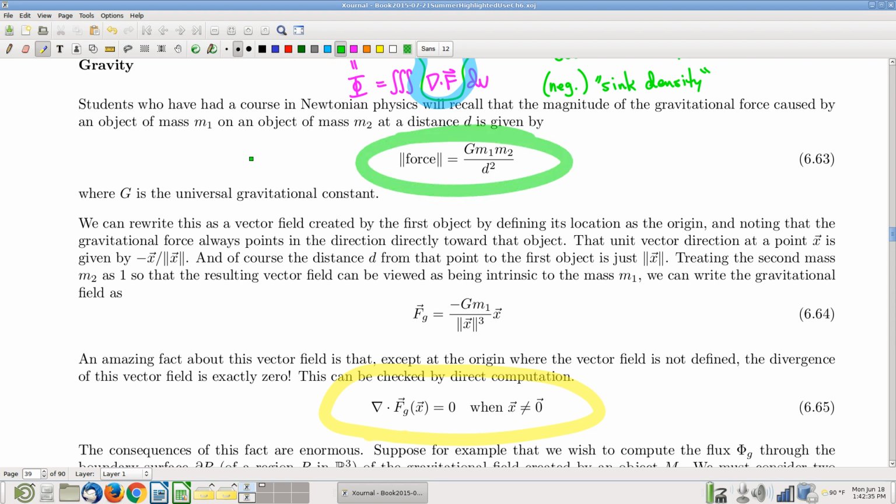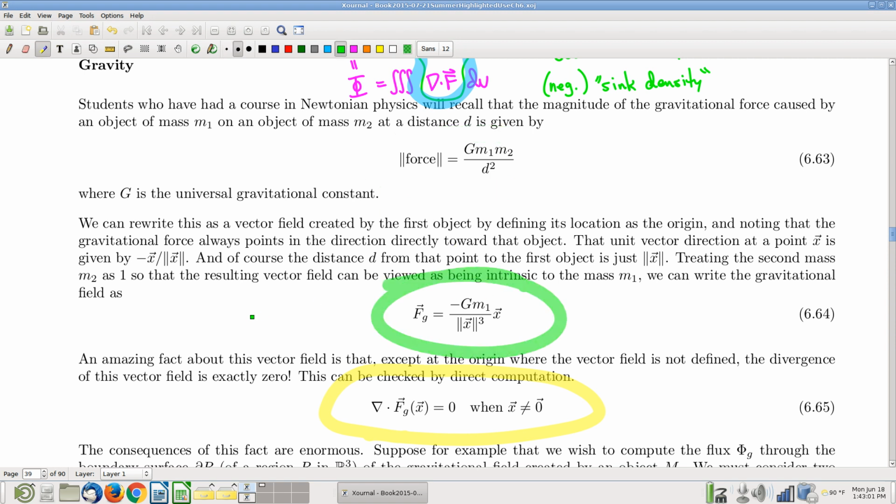So here's the formula that you all saw in, I don't know, when I was in high school. It was 9th grade physical science class. Hopefully you all have seen this formula before for gravity, right? Everybody knows the force of gravity is an inverse square, so it's 1 over distance squared. And it's proportional to the masses of the two objects, and then there's Newton's gravitational constant, some number. All right, so I make the observation that here's a way to write that as a vector field.